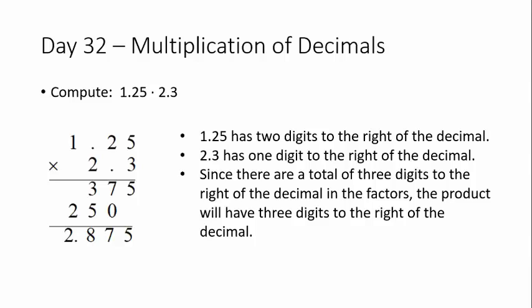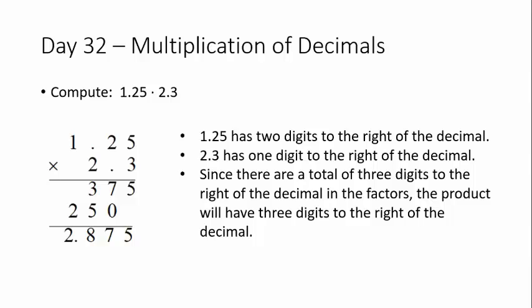We have 1 and 25 hundredths times 2 and 3/10. We do not have to worry about lining up the decimal points when we multiply. We go ahead and multiply normally, and then we count the number of decimal places to the right of the decimal points at the end. So we use our normal algorithm to multiply 125 times 23. You can see where I've multiplied there.